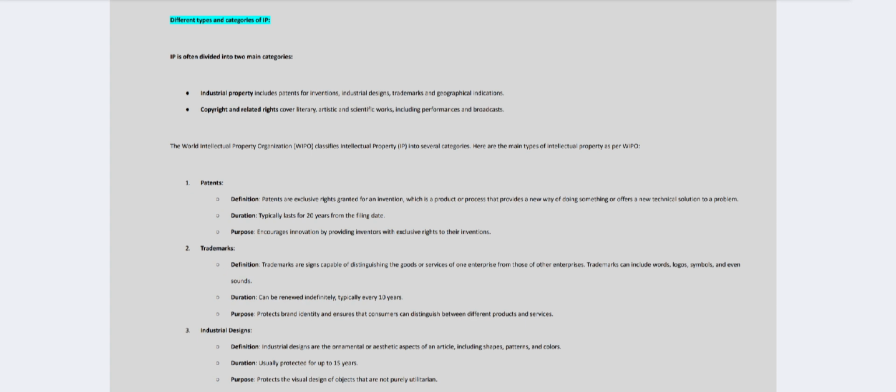Several categories of intellectual property. The main types of intellectual property as per WIPO: patent. Patents are exclusive rights granted for an invention. Duration: typically 20 years from the filing date. Purpose: to encourage innovation by providing inventors with exclusive rights to their invention.